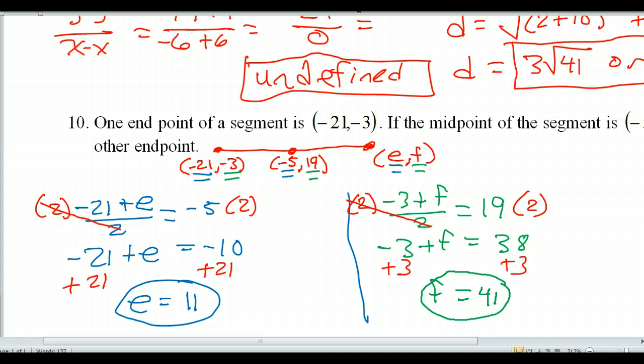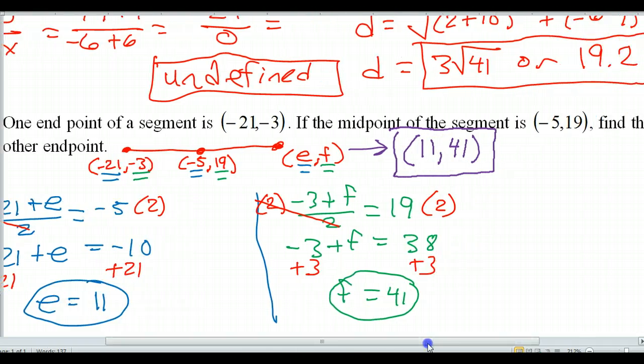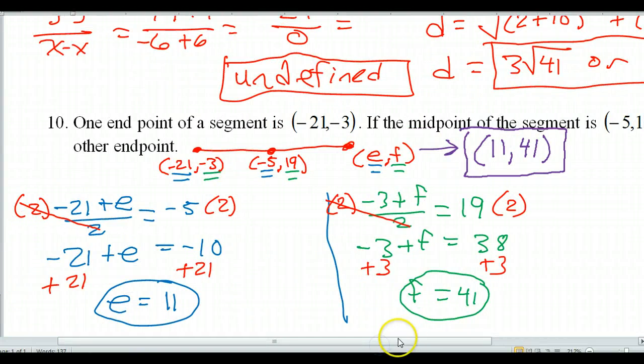That means that EF, the other endpoint, must be 11 comma 41. And that's how you should write your final answer, as an ordered pair with parentheses and everything. All right, any questions about number 10?